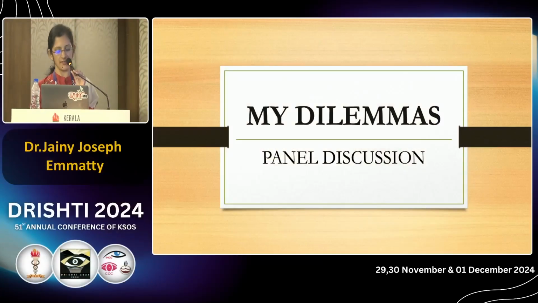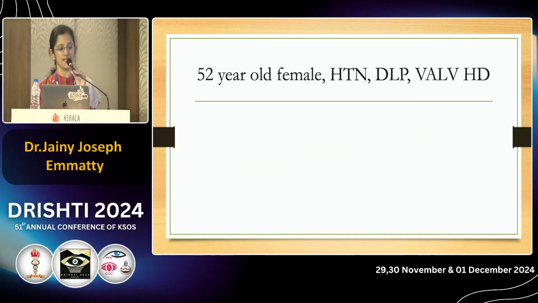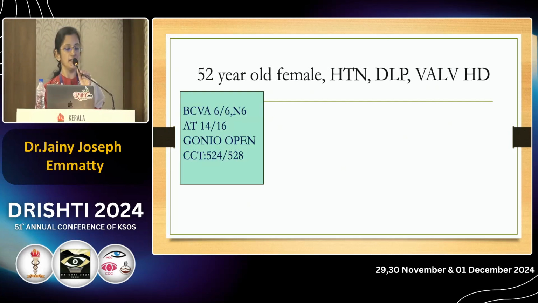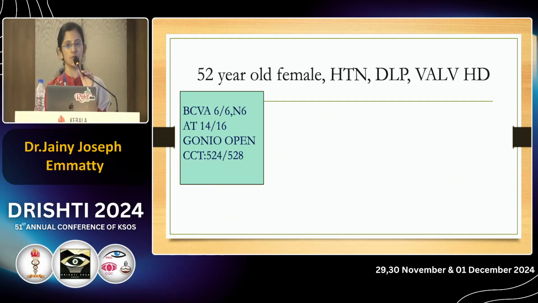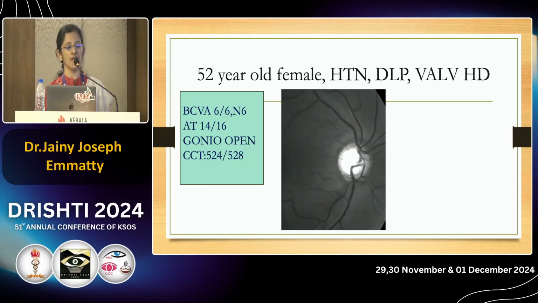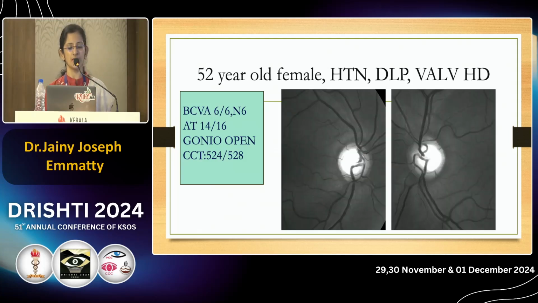This is just a case scenario. Actually, it's a 52-year-old female hypertensive patient, a valvular heart disease patient. And her visual acuity was 6/6 with applanation tonometry of 14-16 in both eyes, and the gonioscopy showed open angles with a central corneal thickness of 524 and 528. And this was actually her fundus finding.